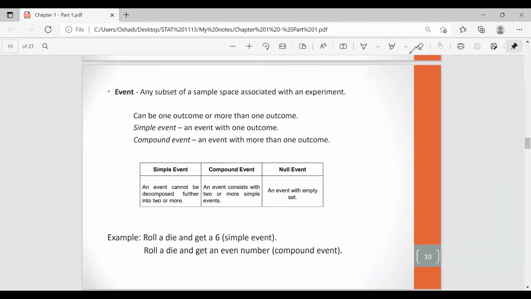So when we roll a die and get an even number, we can get 3 even numbers, isn't it? 2, 4, and 6. So there are 3 outcomes, more than one outcome. So it's a subset of the sample space, 3 outcomes out of 6 outcomes, and it is called a compound event since it has more than one outcome, right? So altogether any subset of a sample space associated with an experiment is called an event.